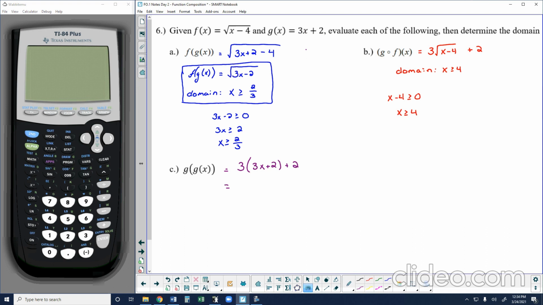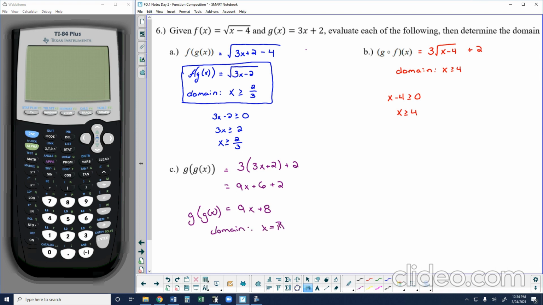3 distributed through to that binomial would be 9x plus 6. And then we could add the 2 and the 6 together to get 9x plus 8. So g of g of x would be 9x plus 8. And this is a linear function, so we know that the domain of g of g of x would be all real numbers.